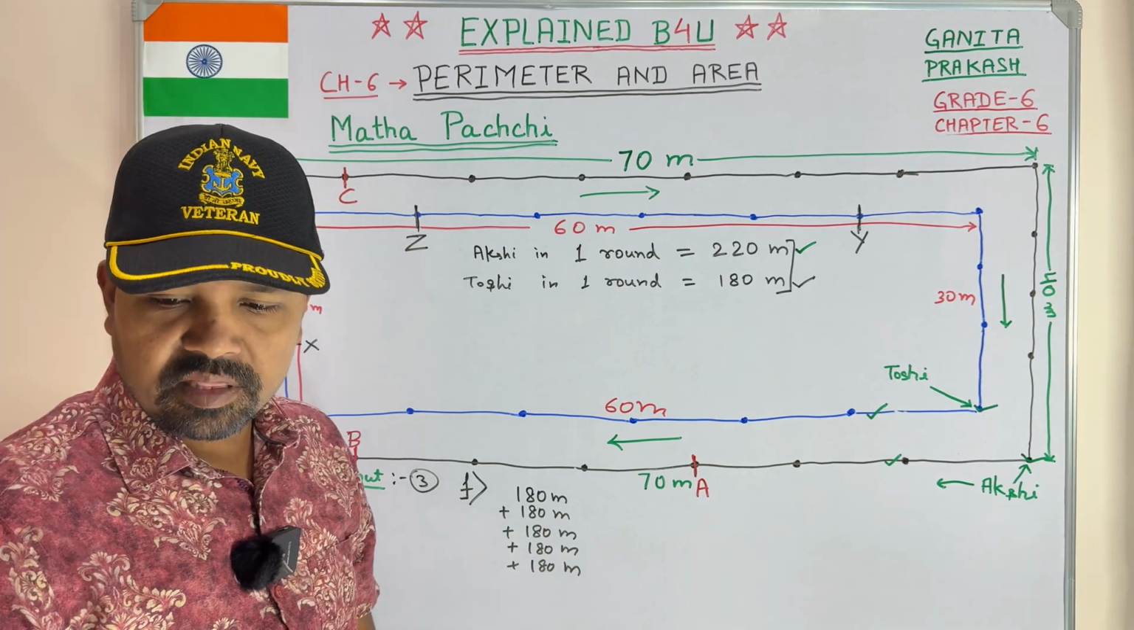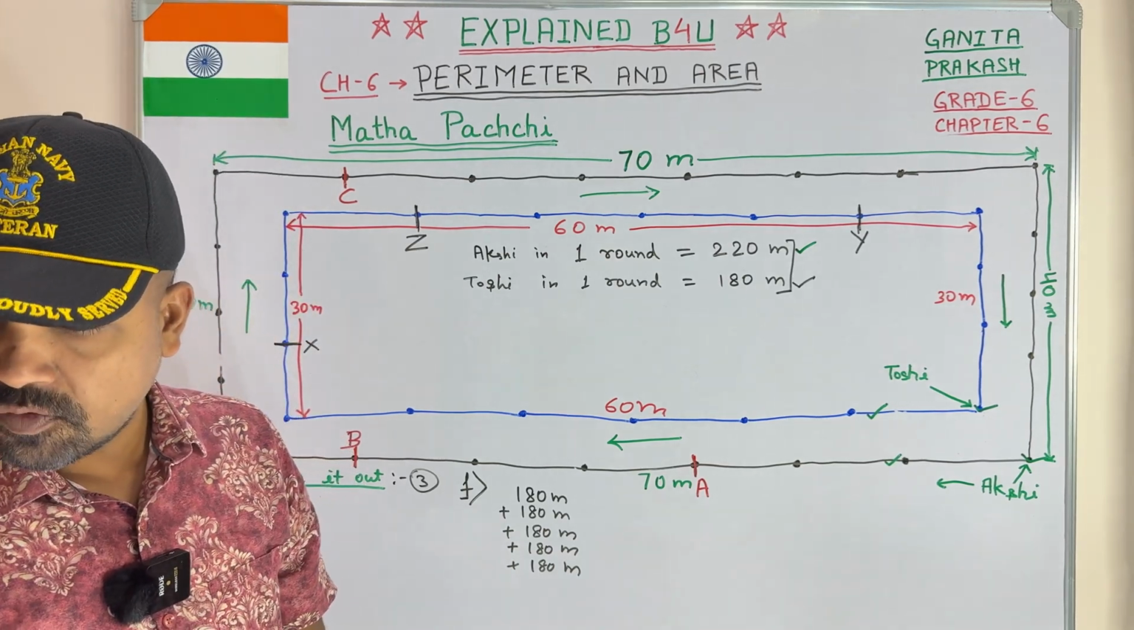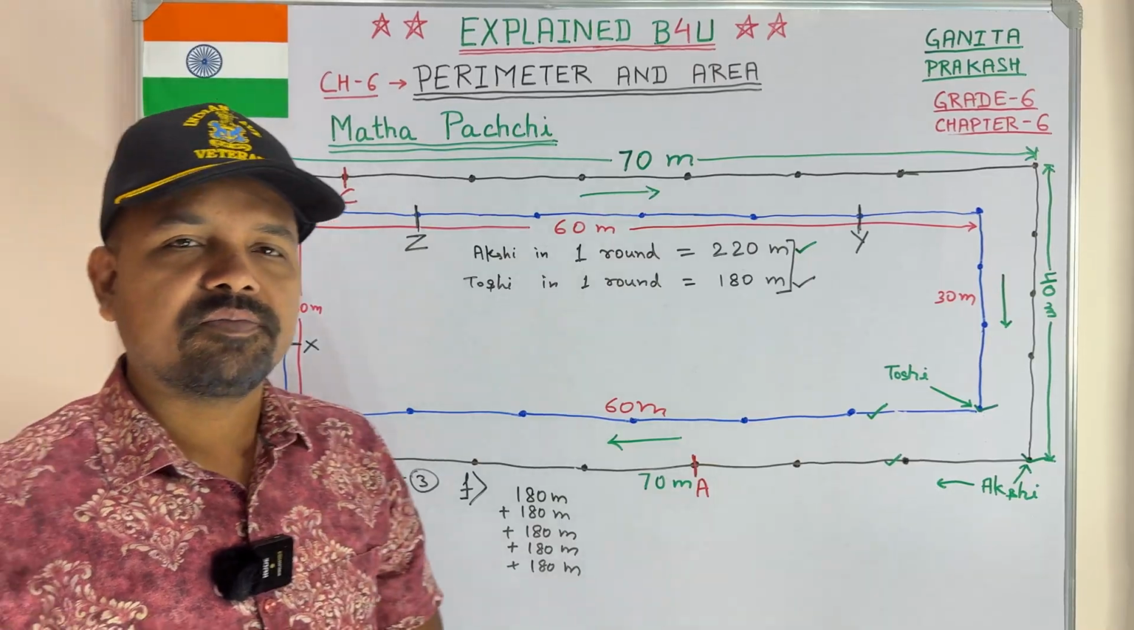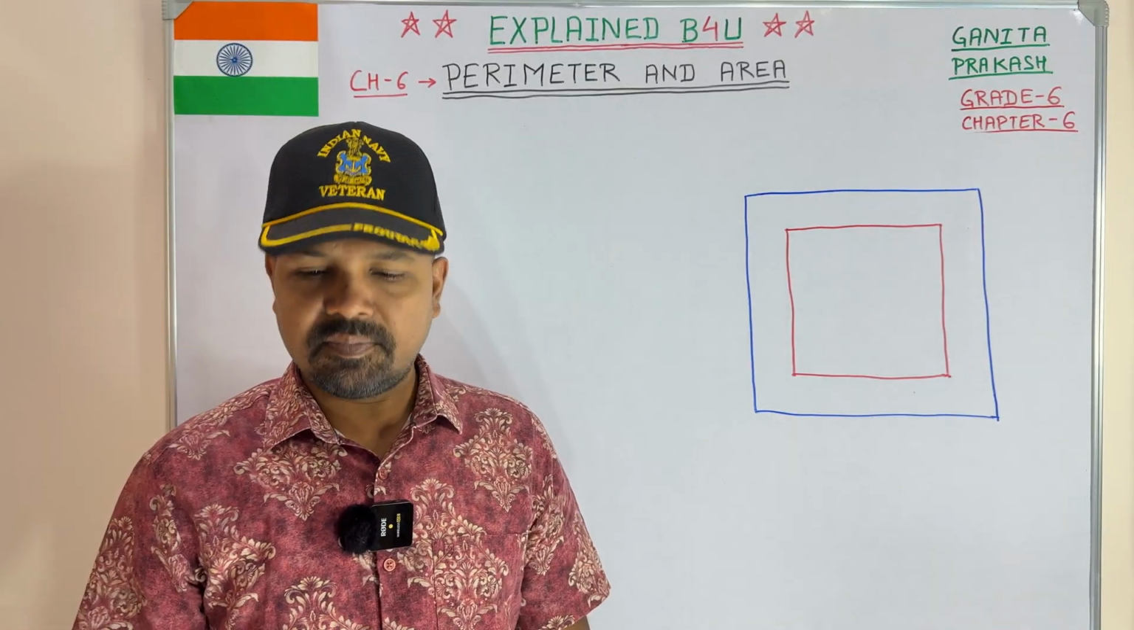So with this, Maths Mela for perimeter and area, chapter 6, is over. Okay, now we will see the deep dive.